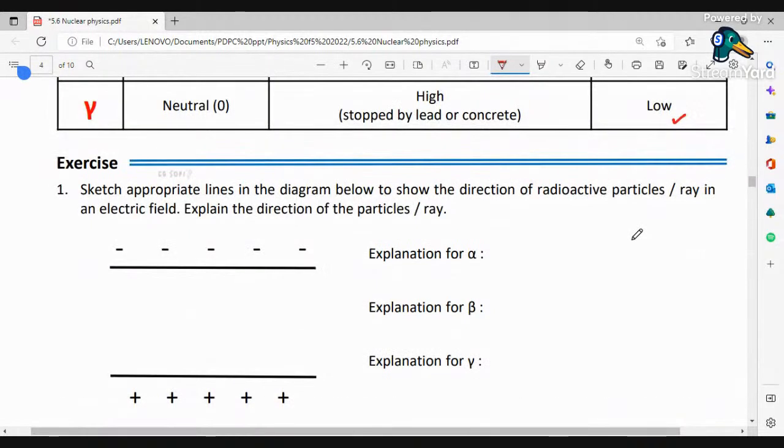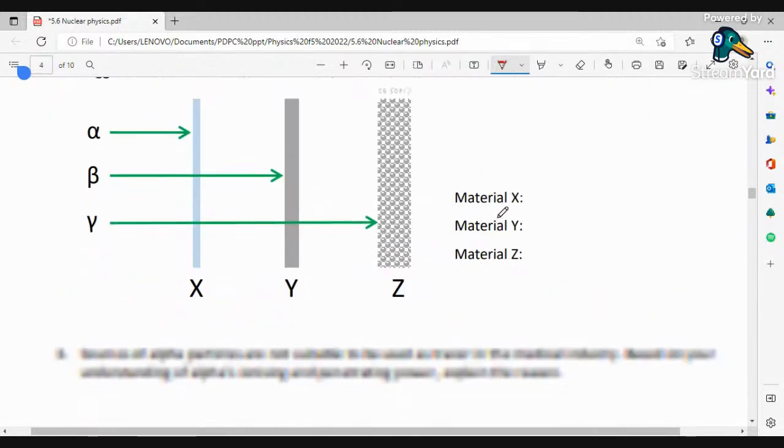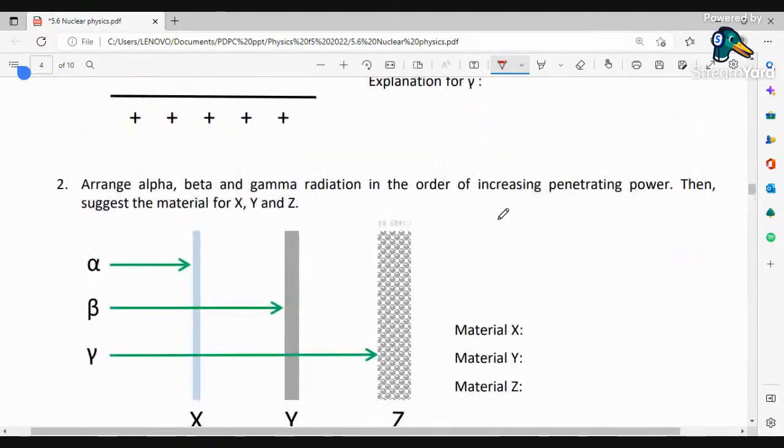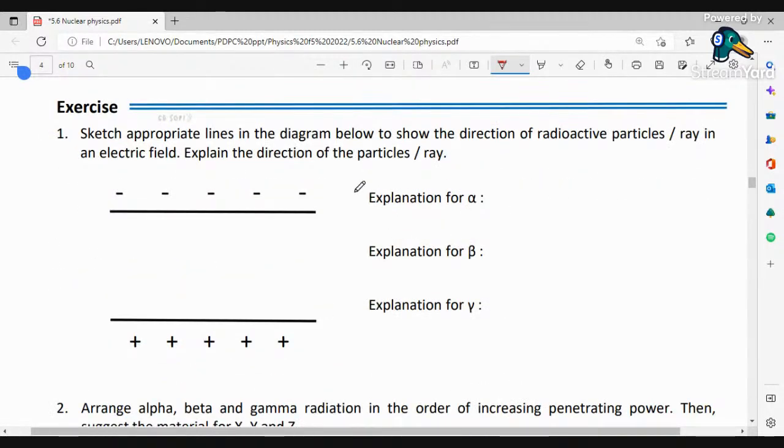Okay, now we want to discuss also the effect of electric field and magnetic field towards alpha, beta and gamma. As we know, alpha is positively charged, beta is negative, gamma neutral, no charge. Let's say we have two plates. Below is connected to positive terminal, so this one is positively charged. Above connected to negative terminal, negatively charged. Let's say this source of radiation emits alpha, beta and gamma.